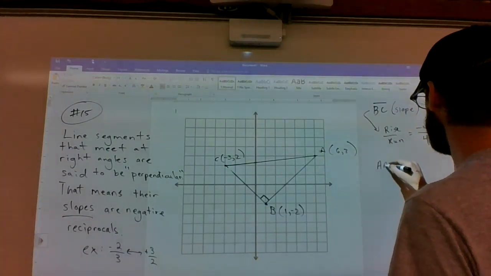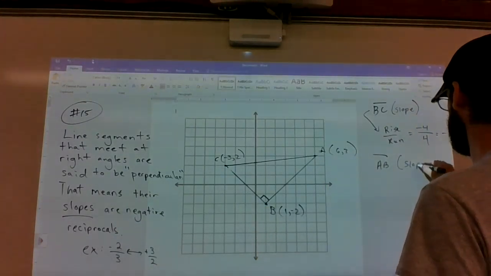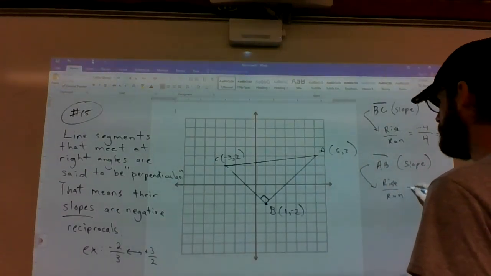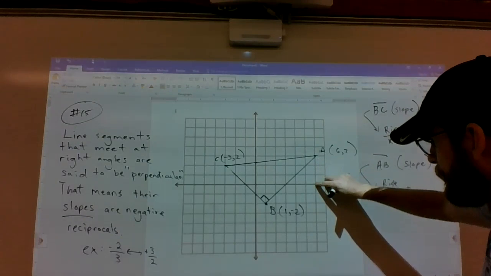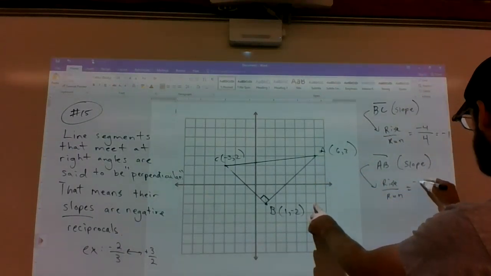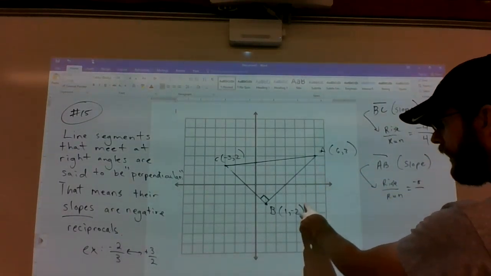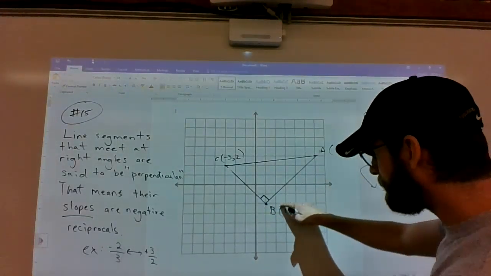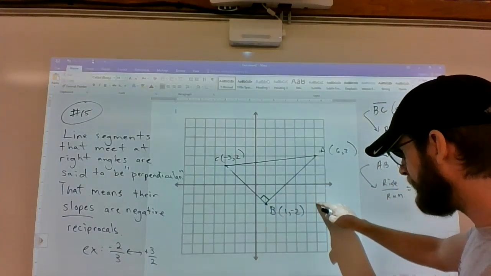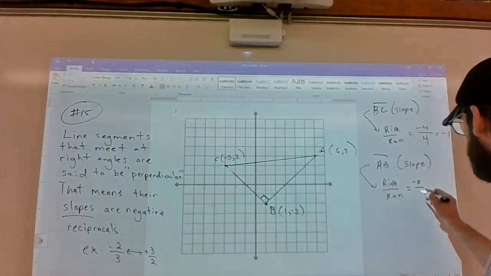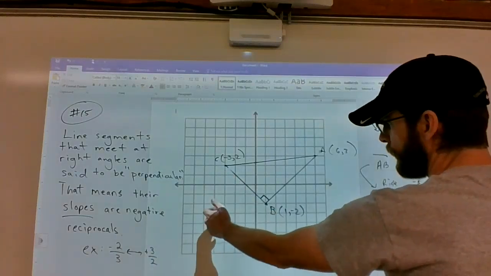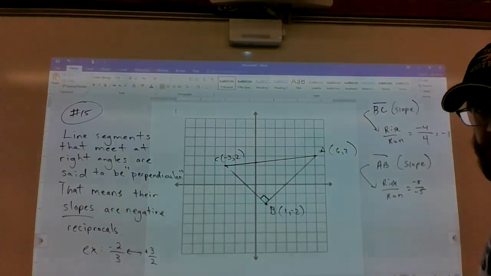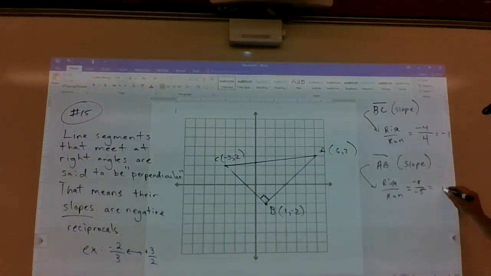AB, its slope, its rise over run equals down 1, 2, 3, 4, 5 over 1, 2, 3, 4, 5. Now, notice I went left, so it's -5 over -5. Right and up are positives, down and left are negatives. So that equals +1.